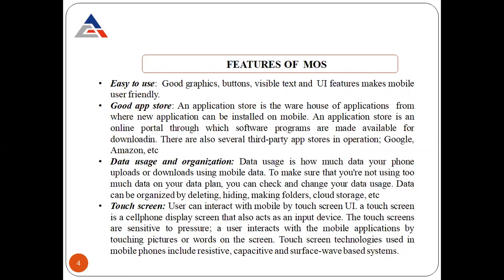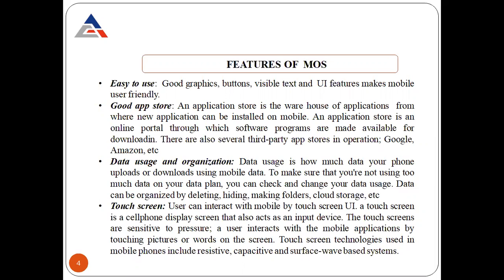A touch screen is sensitive to pressure. The user interacts with the mobile application by touching a picture or word on the screen. So if the picture is visible to you and understandable by you, you can definitely perform some operation by just touching that particular picture. If the text is very readable to you and you can easily understand the meaning of it, you can perform that action on the text by touching the text on the screen.